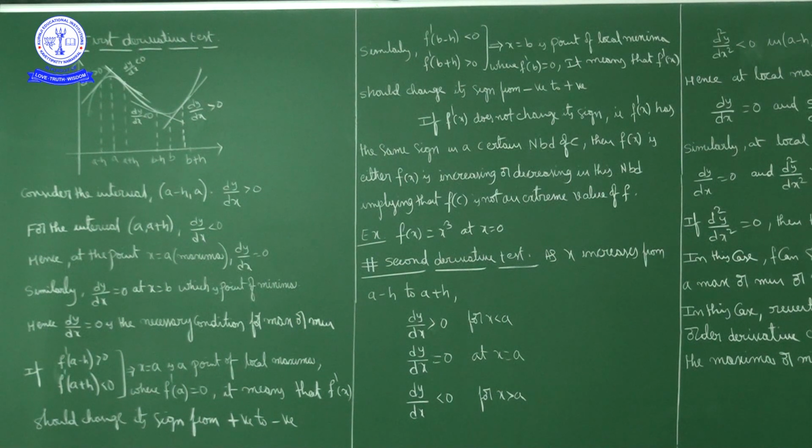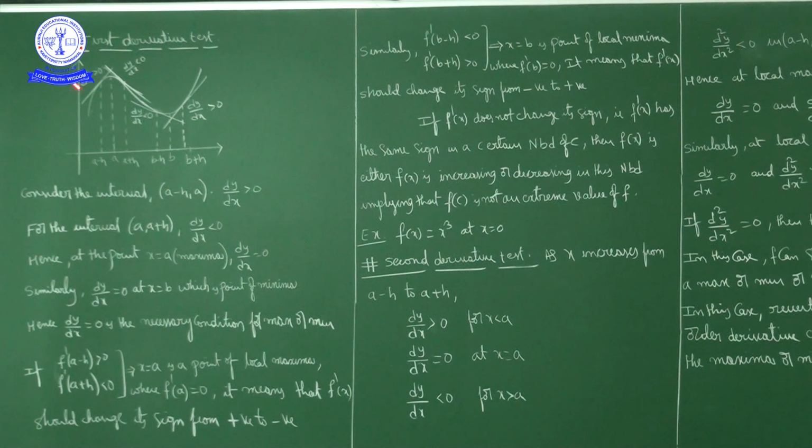d²y/dx², how can we write it? Limit h approaches 0 of [dy/dx at a plus h, minus dy/dx at a minus h] upon [(a plus h) minus (a minus h)]. The denominator, a plus h minus a minus h, the a's cancel, gives 2h. As h approaches 0, h is a small positive number, so the denominator is positive. Now what about the numerator?